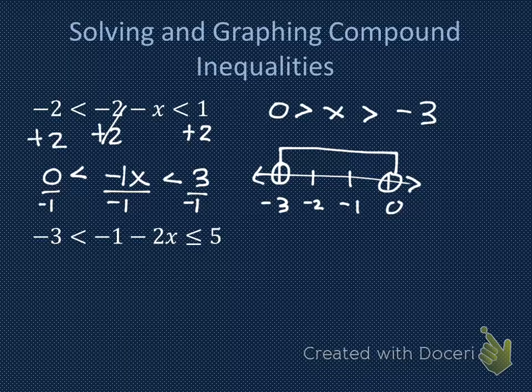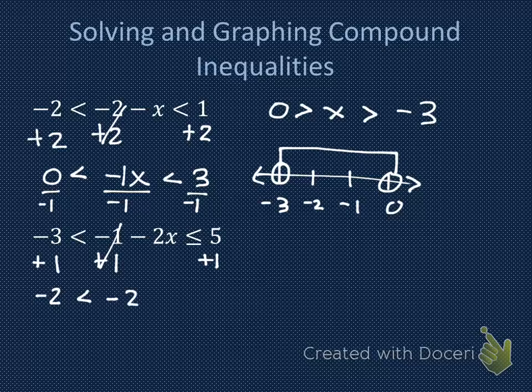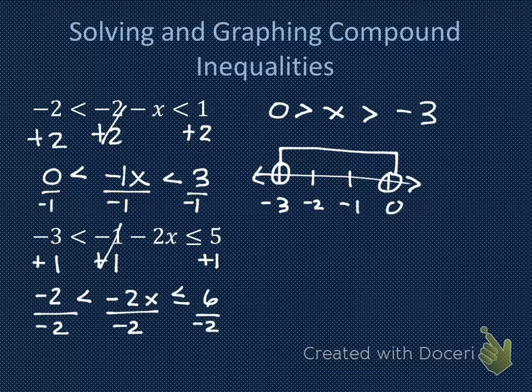Next problem, Blaine, what would I do first? Very good. Add 1 to both sides, or everywhere. -3 plus 1 is -2, less than -2x, less than or equal to 6. What would I do now? Divide by -2 everywhere. Again, you should have sirens going off in your head because what did I just divide by? A negative. -2 divided by -2 is +1. And then instead of less than, it's going to be greater than. X greater than or equal to 6 divided by -2 is -3.